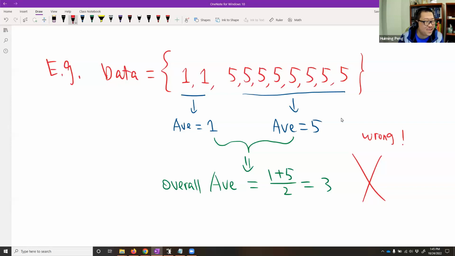Who told you to do the calculation that way? No. The overall average is the sum over the number of the data, right? You need to add the 1 to 1 and then add all these 5 together to find the sum, and then divide it by the total number of data. Here are 8 data. So here is just 2 data points.